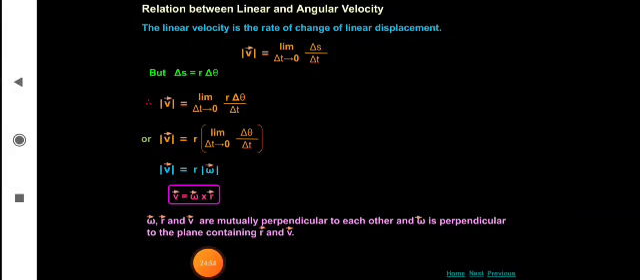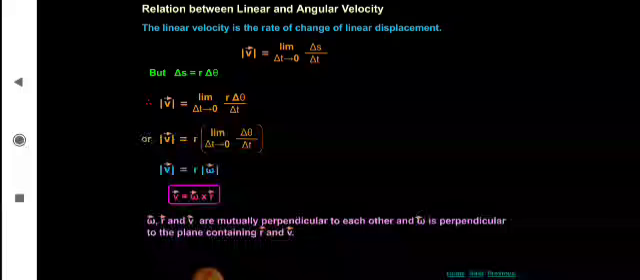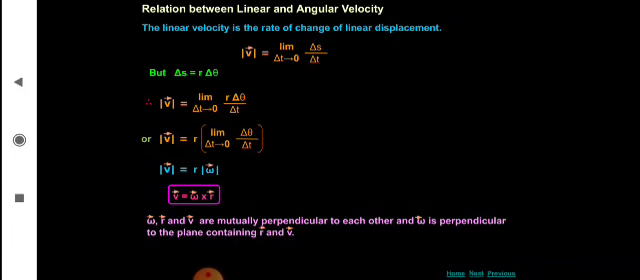Now let us study the relation between the angular velocity and linear velocity. The linear velocity is the rate of change of linear displacement. So vector v is equal to limit delta t tends to 0, the linear displacement delta s by delta t. Delta s is equal to r times delta theta. Vector v is equal to, instead of delta s, we substitute r delta theta divided by delta t.